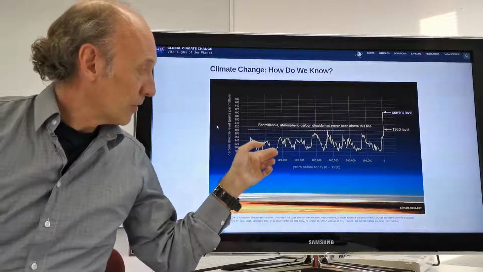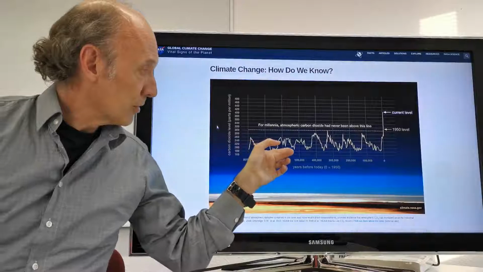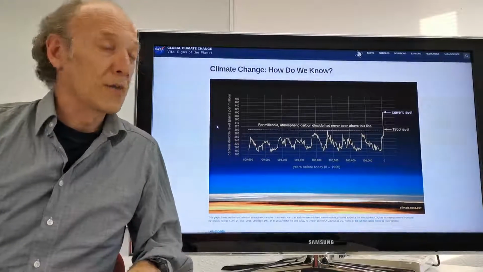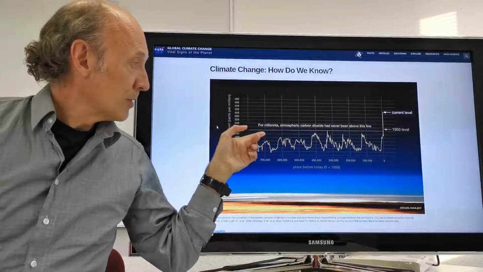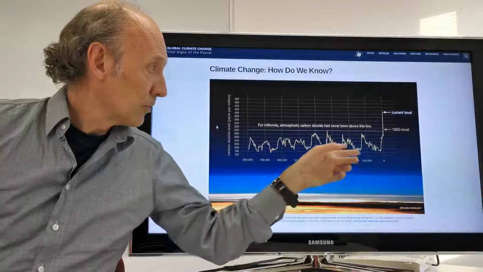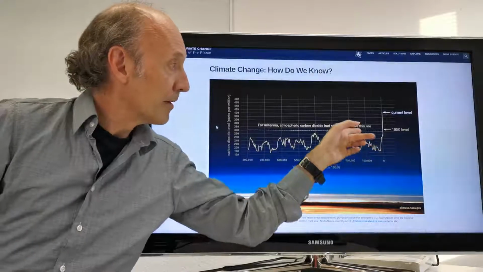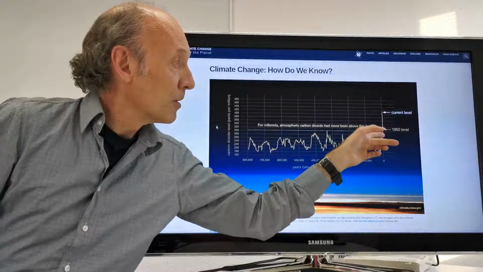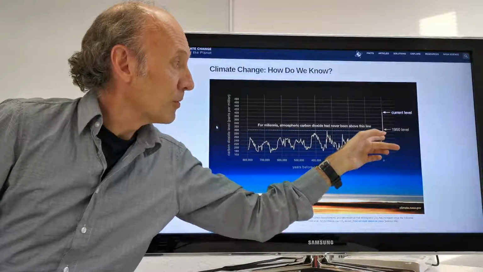So it turns out that this lower fluctuation here, this lower end, about 200 ppm, happens when there is an ice age. And this upper end here happens when there is a warm age. So currently you can see this is the last ice age, down here, and then we are into this warm age, so currently we're here.